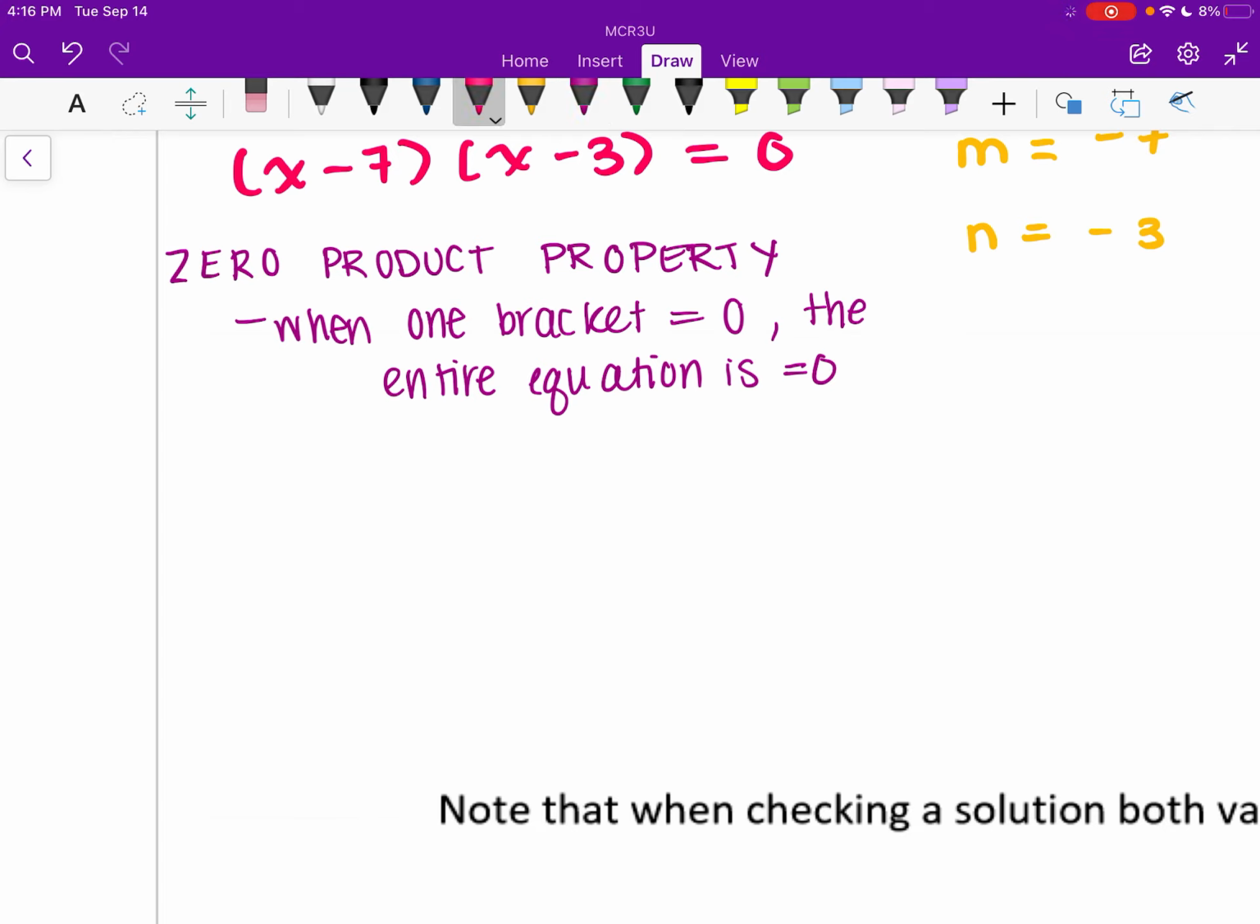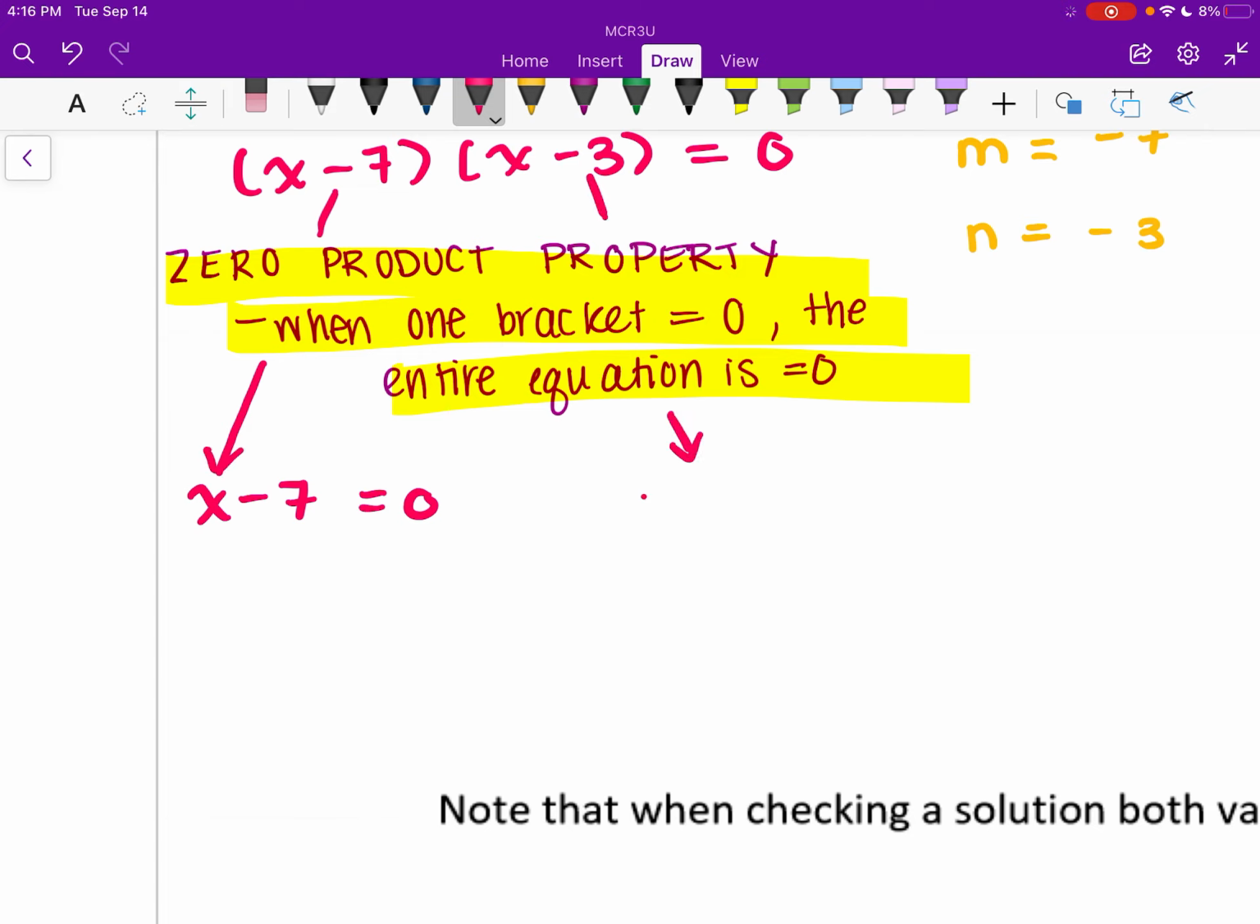So what you do here is you just go in and you say, okay, so I have x minus 7, x minus 3 is equal to 0. So you make each of the brackets equal to 0. x minus 7 is equal to 0. So I'm just going to go in here and kind of draw it out. And then x minus 3 is equal to 0. Right? And I'm going to solve for x.